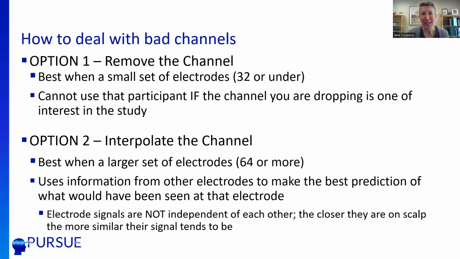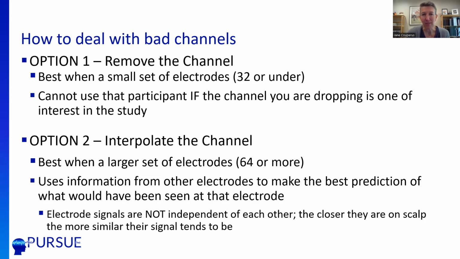There are basically 2 ways to deal with bad channels. One is simply removing the channel from analysis, and this is something you can do later along in the process. This is best when there's a small set of electrodes, 32 or under. The problem with this is you can't do this if the participant you want to use has a bad channel that is of interest to you. So for example, if I'm doing an N400 study and I want to look at the activity at CZ, but my participant has a bad channel at CZ, I can't use that in data analysis, and I can't use that participant in that analysis.